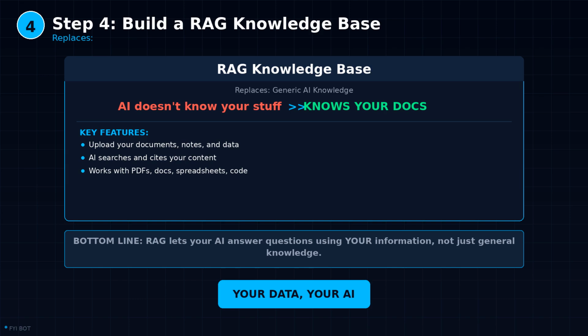Now, you don't need to build this from scratch unless you want to. The easy path is to use ChatGPT's knowledge feature or Claude's projects, where you just upload PDFs and documents directly. For more advanced setups, you can use LangChain or Llama Index to connect a vector database to any AI model. Start simple. Upload your 5 most important documents to a custom GPT or Claude project. Ask it questions about them. When you outgrow that, level up to Pinecone and LangChain.